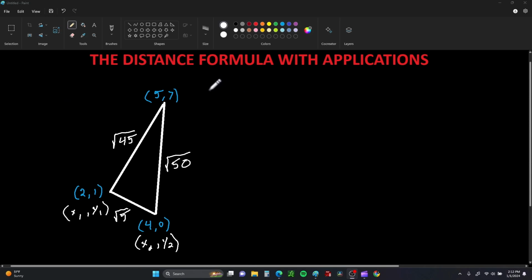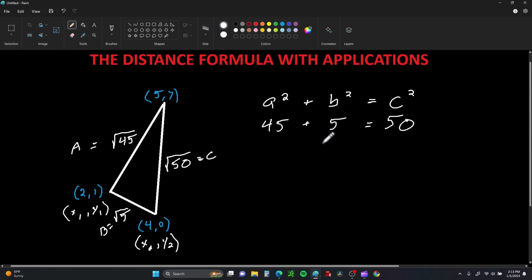The Pythagorean theorem states that a squared plus b squared equals c squared. Well, this is the hypotenuse, which is going to be equal to c. And it doesn't matter which of the 2 legs I make, so I'm going to make this one a and this one b. So I have a squared. When I square this, I get 45. Plus b squared, I just get 5, equals c squared, which is 50. And since 50 does in fact equal 50, the Pythagorean theorem states that this must be a right triangle.